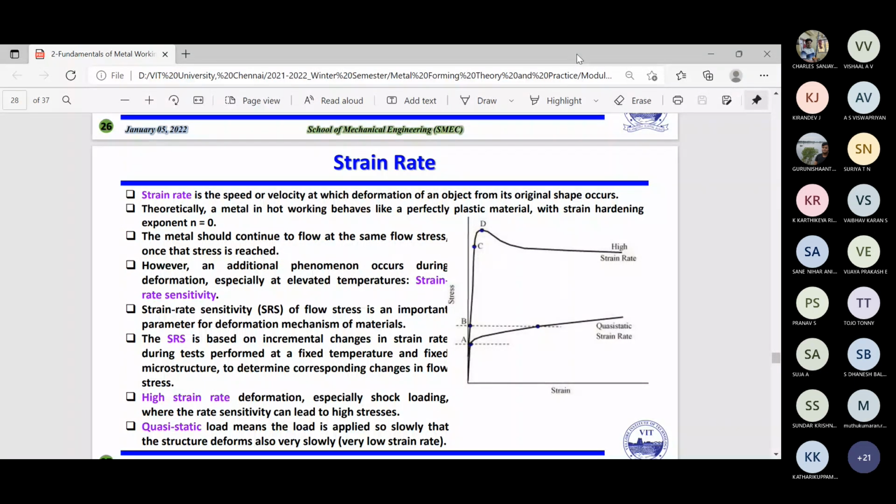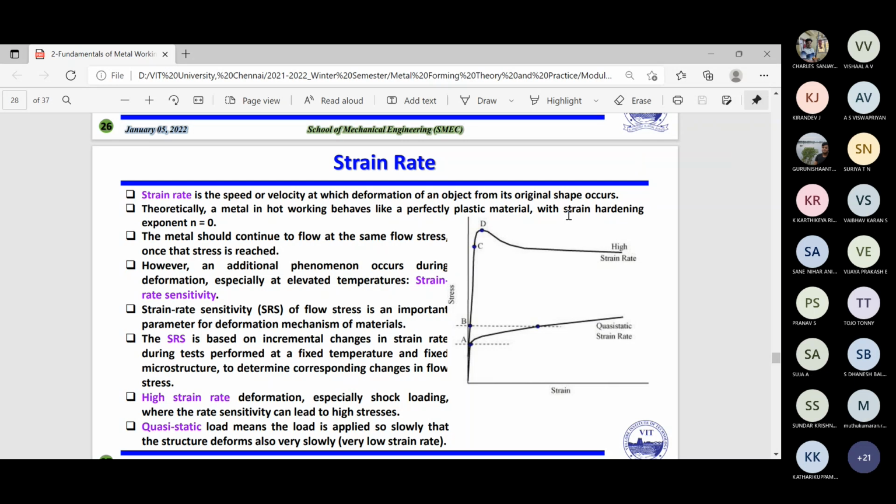So we have to also understand, you know already about the strain, right? So we are talking now about strain rate, because whenever we are deforming some metal, the shape changes will occur, or the plastic deformation will occur. So the strain rate is the speed or the velocity at which the deformation of an object from its original shape occurs. That means at what rate, what kind of velocity or speed you are giving, at which the deformation will take place.